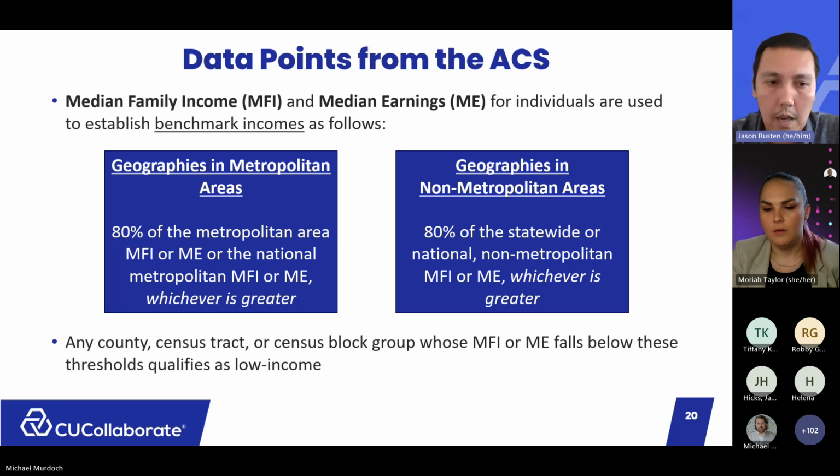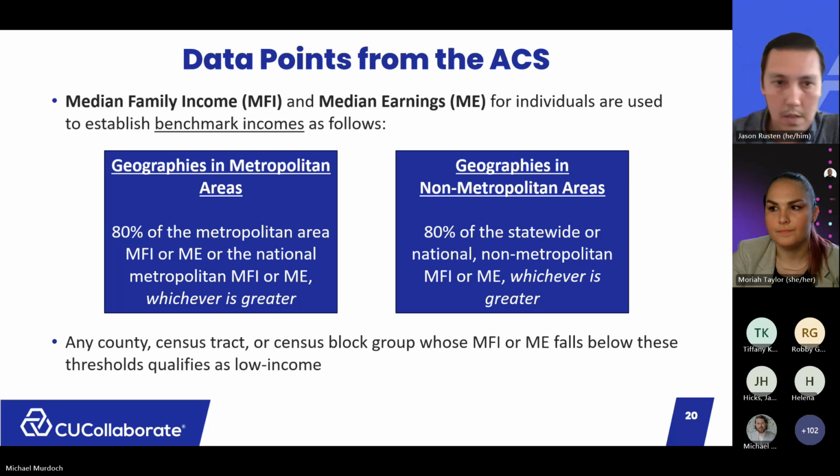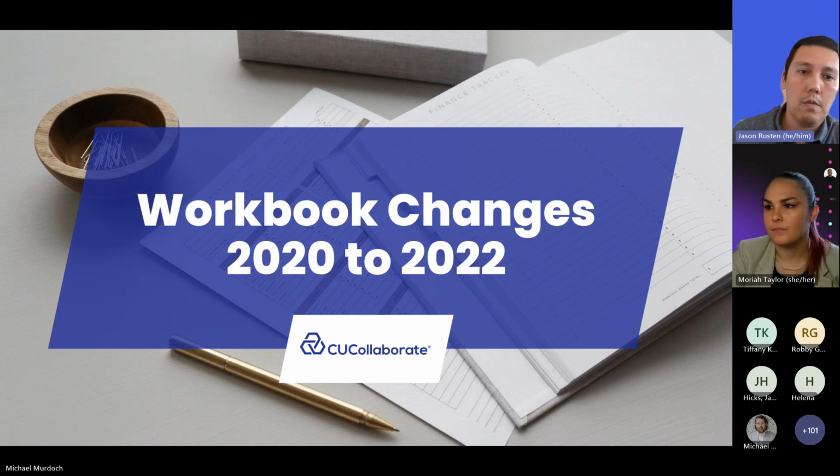So bottom line, any county, census tract, or census block group whose median family income or median earnings falls below those thresholds will qualify as low income. And I think now I'm going to pass it back to Mariah, who will cover a deep dive into the changes between the published workbook versions.